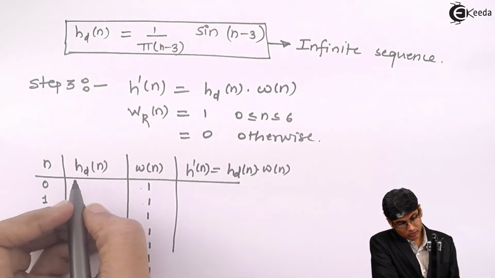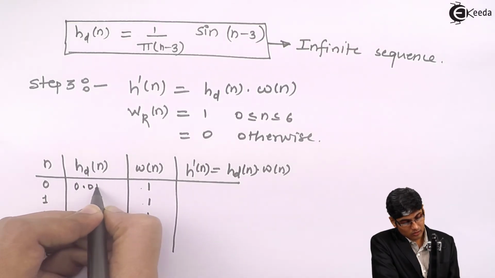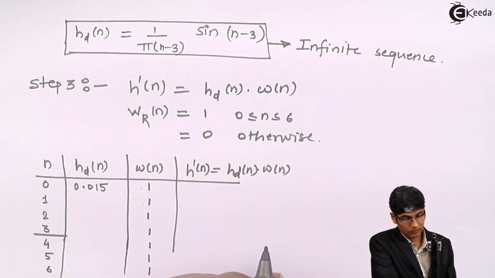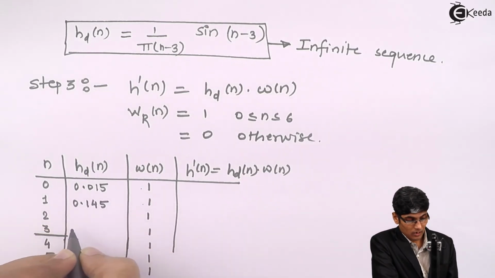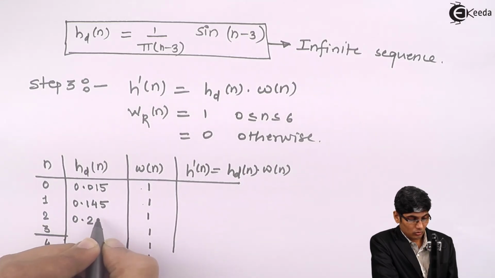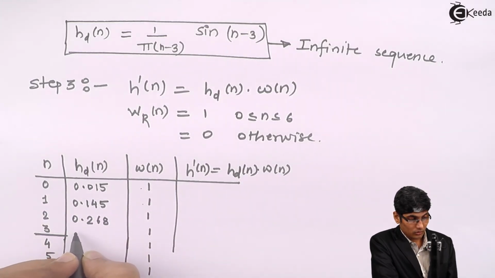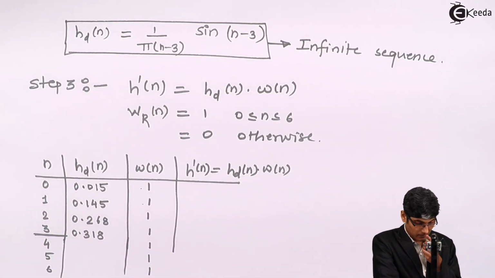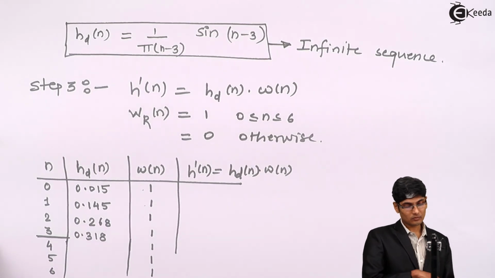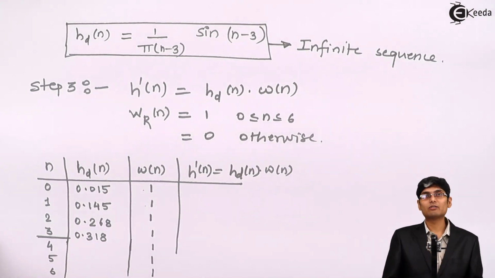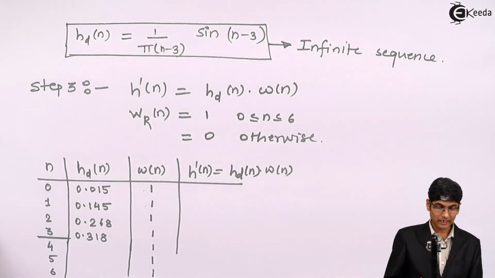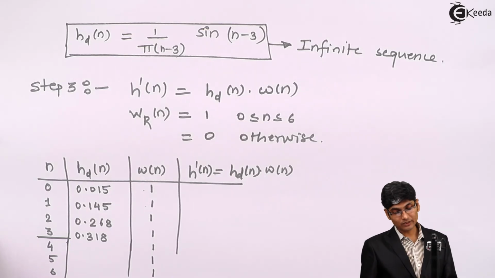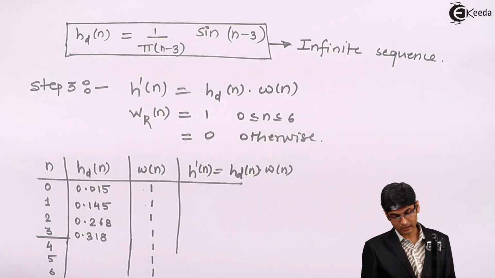Once you solve that, you are going to get the answer as 0.015. The next answer is 0.145. After that it is 0.268, and n is equal to 3 is 0.318. Okay, that is what we got. Now for 4, 5, 6, we don't actually need to solve this. We will get the answers directly. How will we get those answers directly?